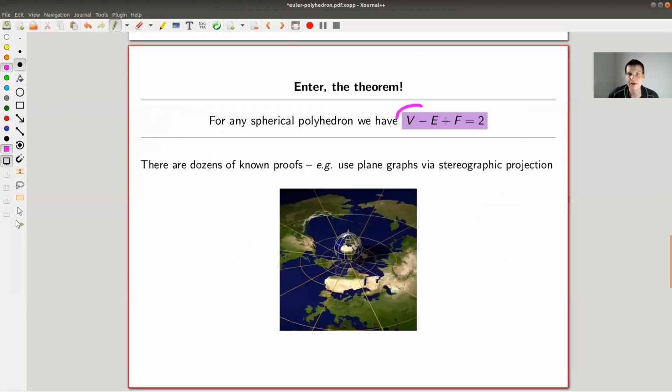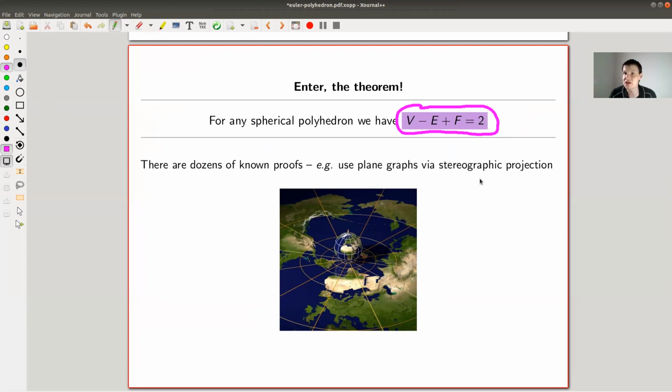For any polyhedron, not just for the soccer ball and the regular polyhedra, the Platonic solids, you have v minus e plus f equals 2. And that was the beginning of topology, because in the end, what you would like to say is that the Euler characteristic of the sphere is 2. It's an invariant of the sphere. Whatever you do to the sphere, basically this invariant stays the same.